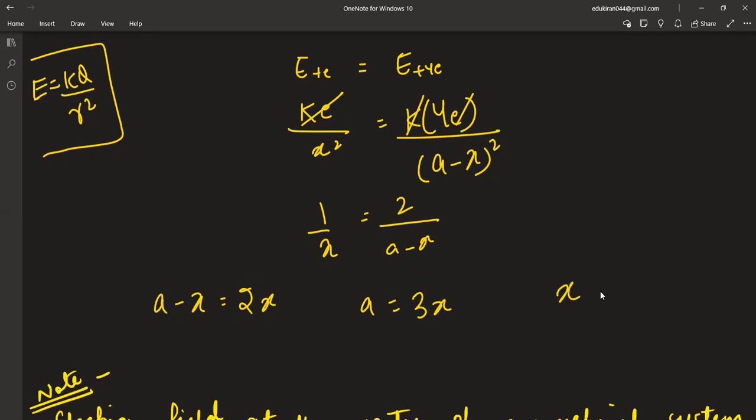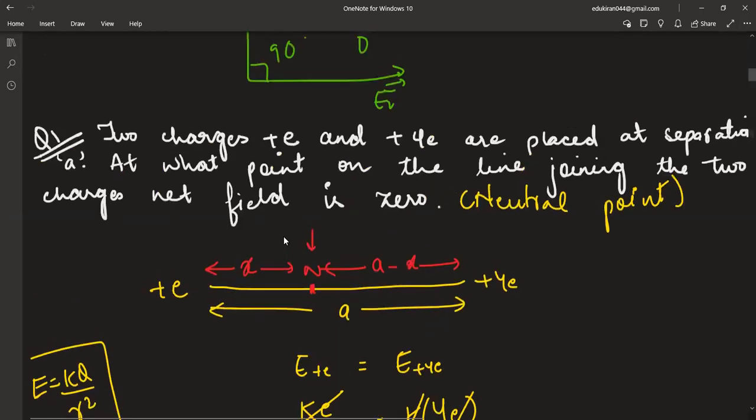So what is the value of X? X is A divided by 3. This is the value of X we have. Now see, if this part is A by 3, we have obtained the formula. Sometimes in the question it is specified, like here it wasn't specified, find out from which charge. If it is specified, what will you do? Suppose the question was find the neutral point from 4E. How will we solve now? See, if total is A, this was X, and now we know X is A by 3. So this will become A minus A by 3, that is equal to 2A by 3.